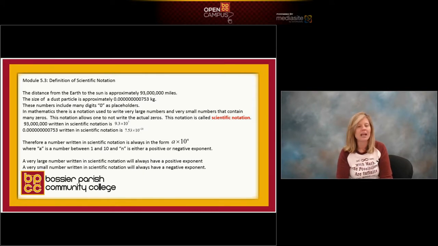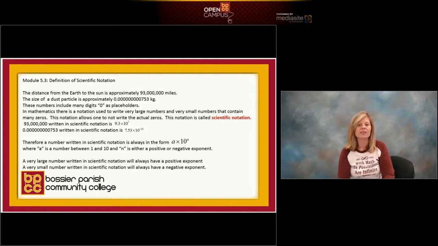We all understand in this day and age texting. We all have a shorthand, a slang for texting: LOL, OMG, IDK. We all know those abbreviations. Well, that's what scientific notation is. It's an abbreviation, a way to write a number by taking out all the placeholders as zeros.